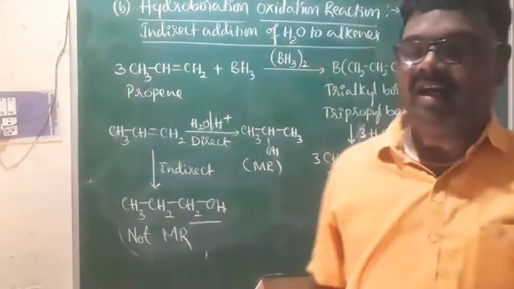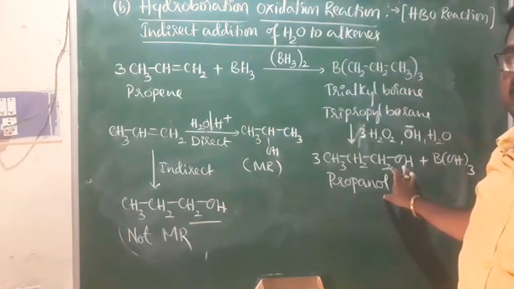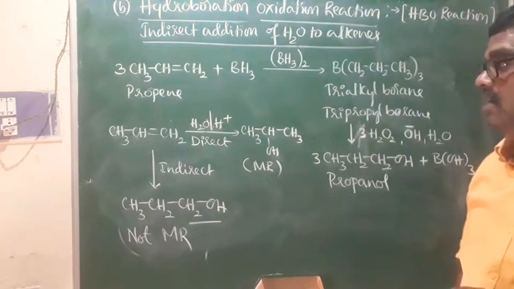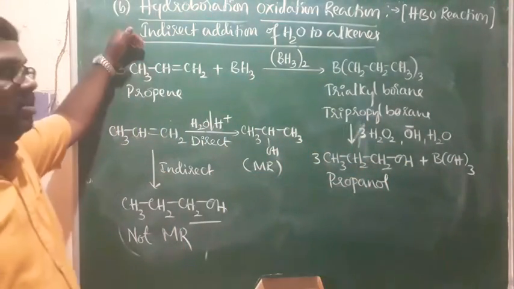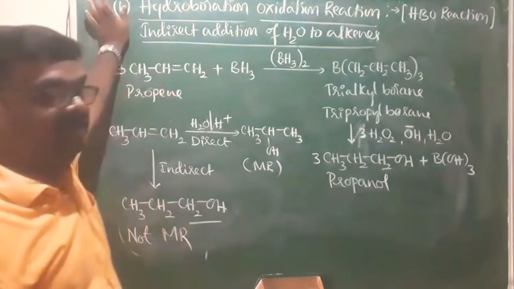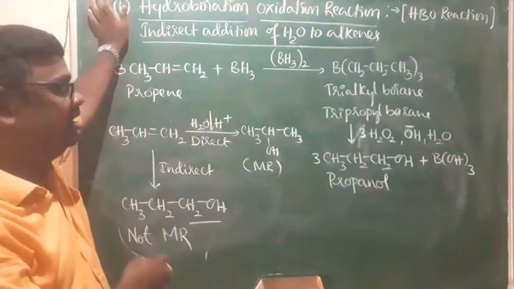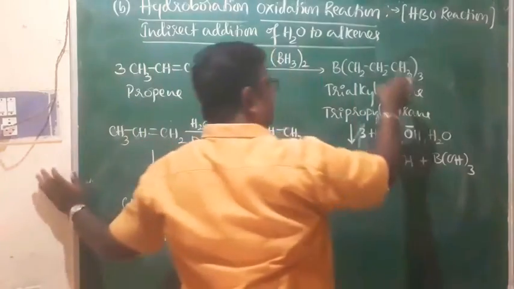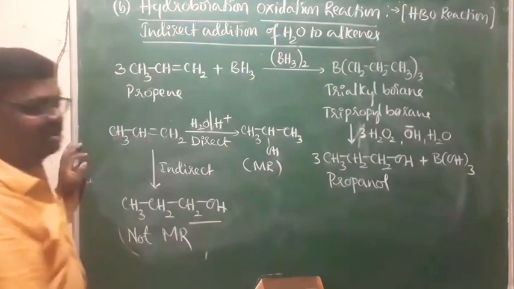So whenever a hydroboration oxidation reaction is carried out, the product is not according to Markovnikov's rule; you are going to get the anti-Markovnikov product. That is the importance of this reaction: you can bring about the addition of water across the double bond indirectly, to get the anti-Markovnikov product, 1-propanol. Usual hydration gives 2-propanol, while indirect hydration using diborane and hydrogen peroxide followed by hydrolysis with excess water in presence of base gives the anti-Markovnikov product.